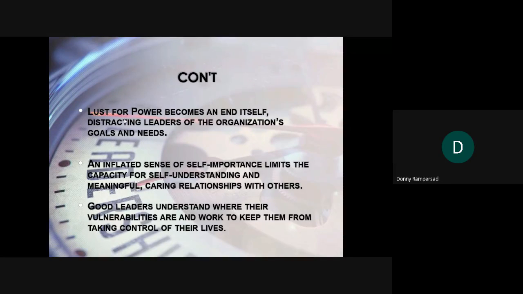Lust for power becomes an end in itself, distracting leaders from the organization's goals and needs. An inflated sense of self-importance limits the capacity for self-understanding and meaningful, caring relationships with others.